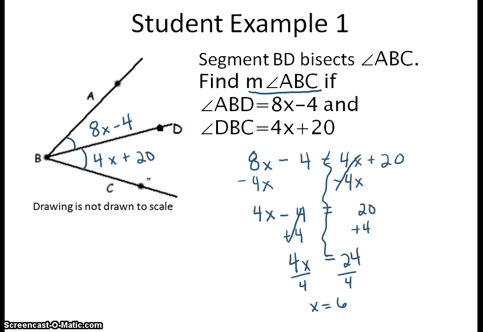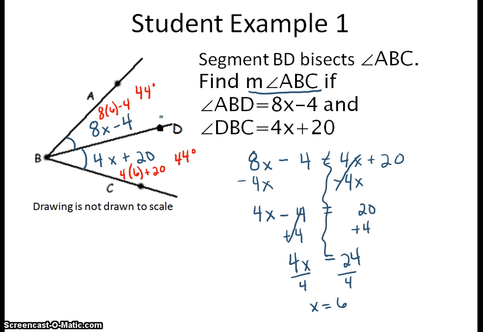In order to do that, I'm going to take the 6 and I'm going to plug it back in up here. So if I do 8 times 6 minus 4, 8 times 6 is 48, and 48 minus 4 is 44. Okay, and then I can do the same thing here. I can plug the 6 in right there. 4 times 6 plus 20. Well, 4 times 6 is 24, and 24 plus 20 is 44.